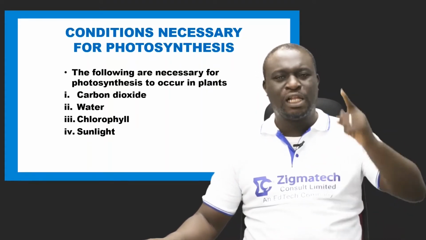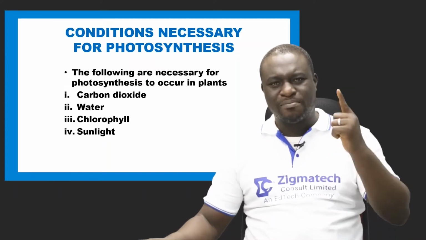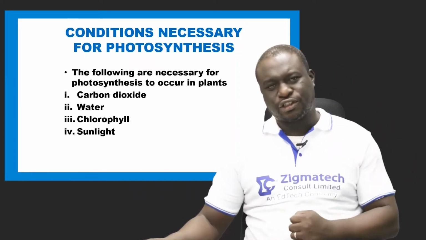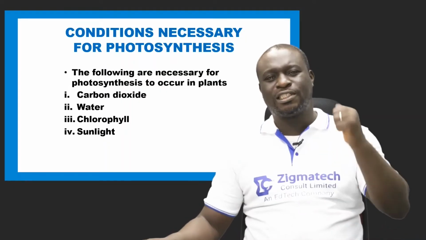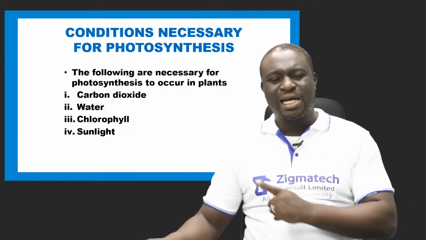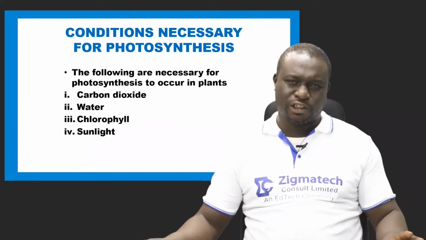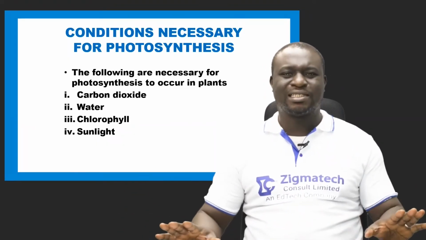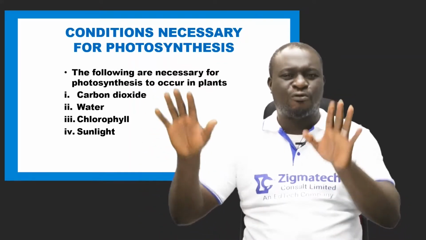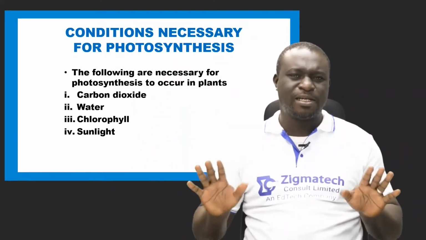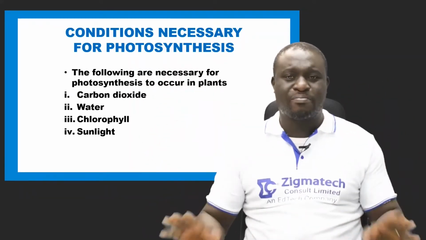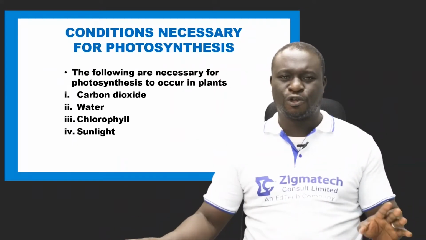So chlorophyll is one of the most important conditions necessary for photosynthesis to occur. In other words, any plant that is not green cannot undergo photosynthesis. So photosynthesis is exclusively for green plants. Please take note of that. Only green plants can carry out photosynthesis.